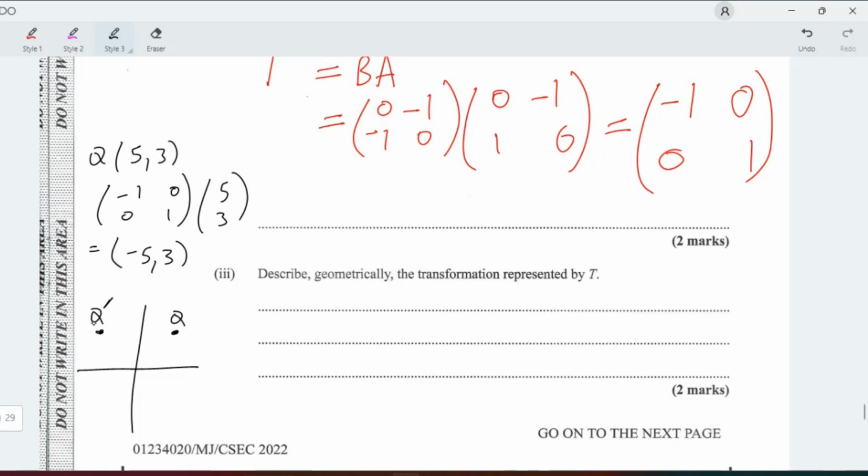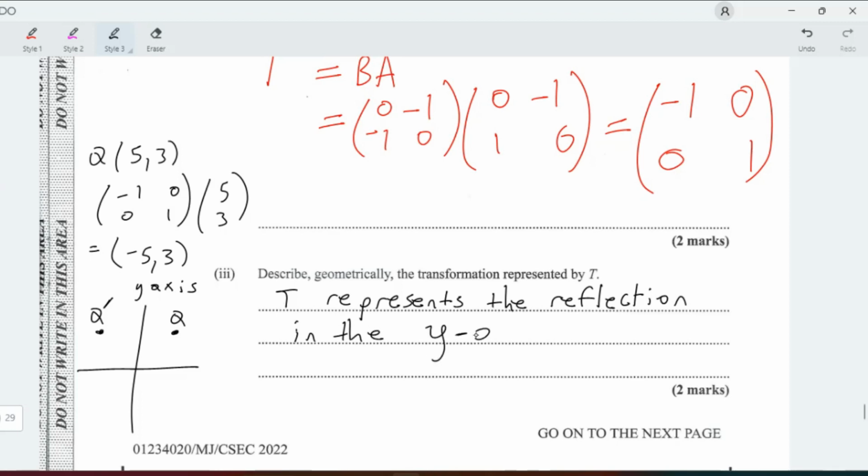So I notice then that this matrix looks like it is a reflection. Describe geometrically, it's a reflection in the y-axis. Describe geometrically the transformation represented by T. T represents the reflection in the y-axis. It's just reflection in the y-axis. That's it.